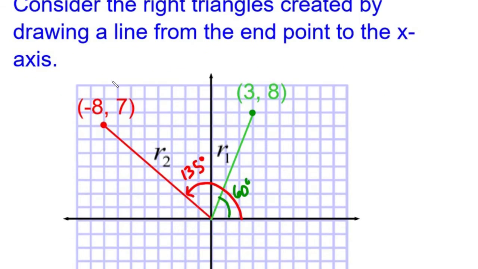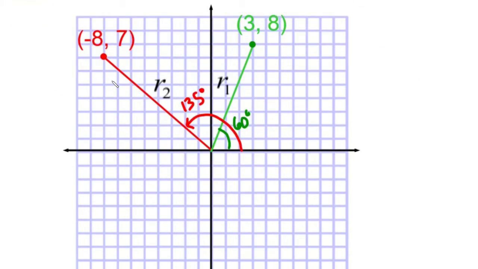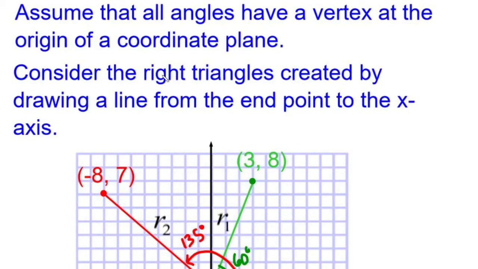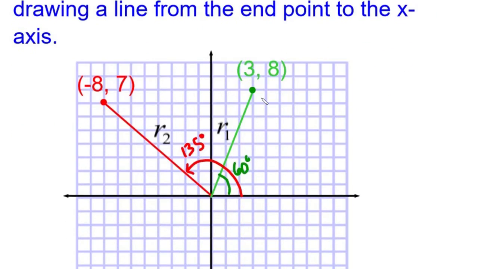All right, so here are our two supposed angles. We've got one angle right here, this 60-degree angle, and then we've got this other 135-degree angle. We'll look at the 60-degree angle first. So what we're doing is considering the right triangle created by drawing a line from the endpoint to the x-axis. So here's the endpoint, 3, 8. We're going to draw a line straight to the x-axis.